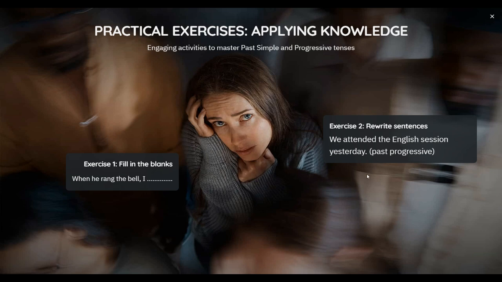In the second exercise, we want to rewrite this sentence using the past progressive: we attended the English session yesterday. Generally we can add a specific time or time period to show that this was ongoing. We give it an ongoing nature just by mentioning the time period it happened in, like we were attending the English session yesterday morning. Okay, I hope that helped you.